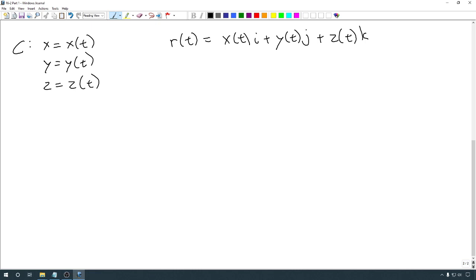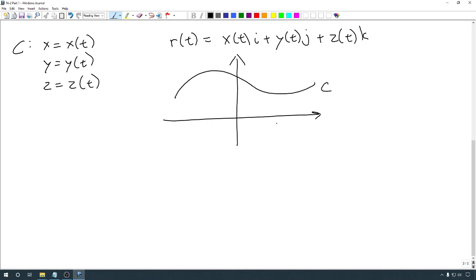I'm going to actually draw my curves in 2 dimensions just to make it a little easier to work with. But let's say we have some curve C. It looks something like this. It has some starting point and some ending point.